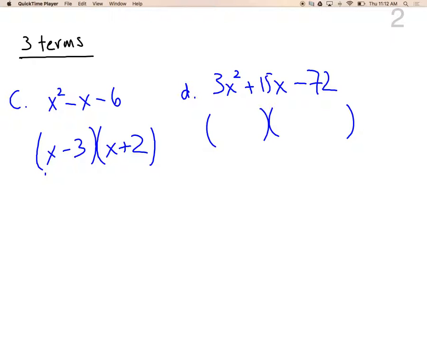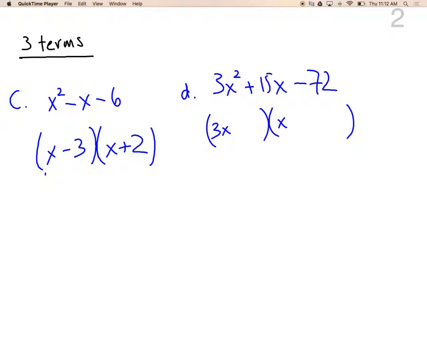Let's start with the front end. What's the only way that you can get 3x squared? Or don't you just put 3 on the outside of it? No, everything goes in parentheses. What two numbers multiply together to give you 3x squared? 3x and x. The only possible way you can break that up. So that takes care of the front end.